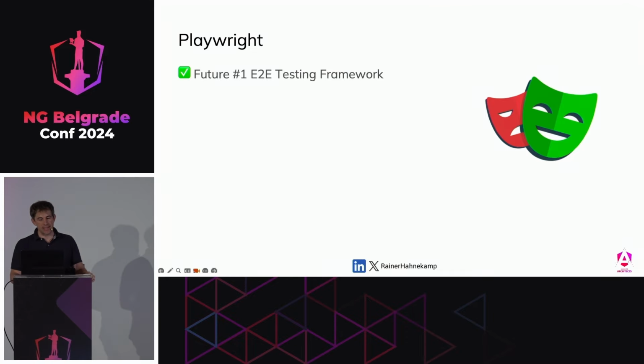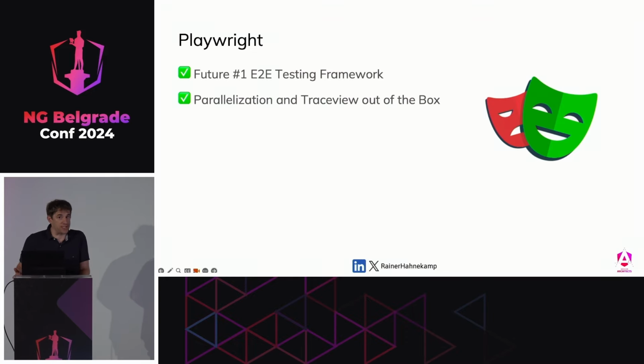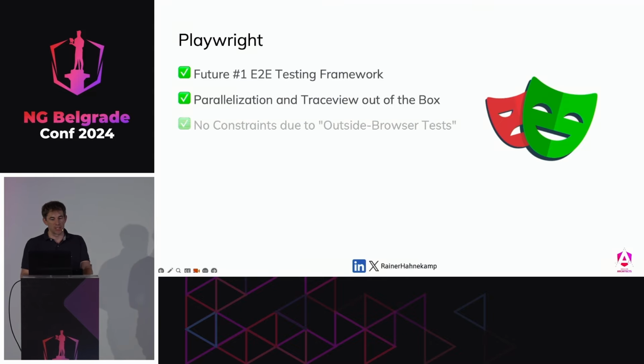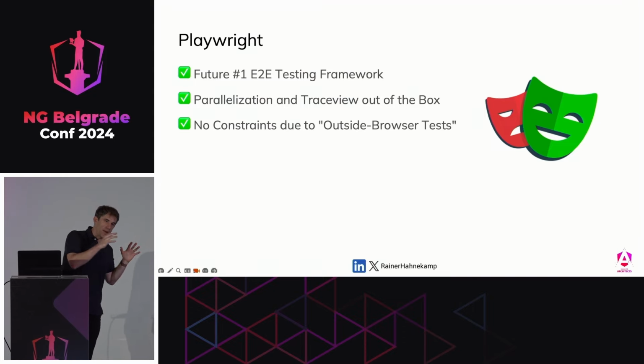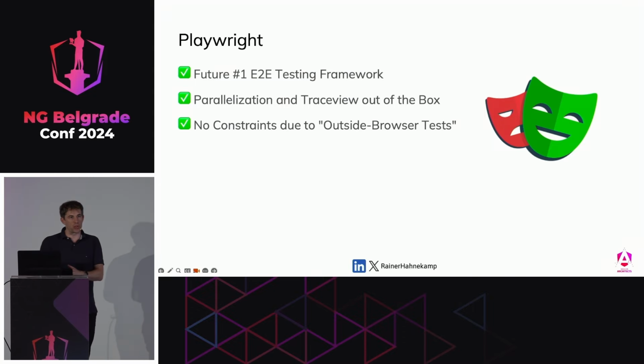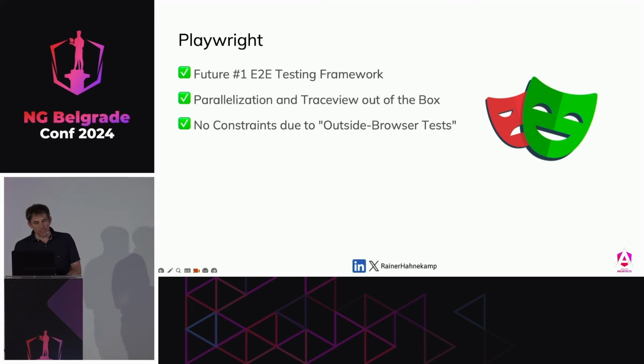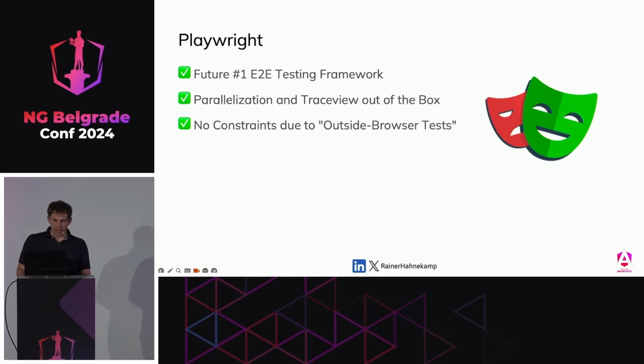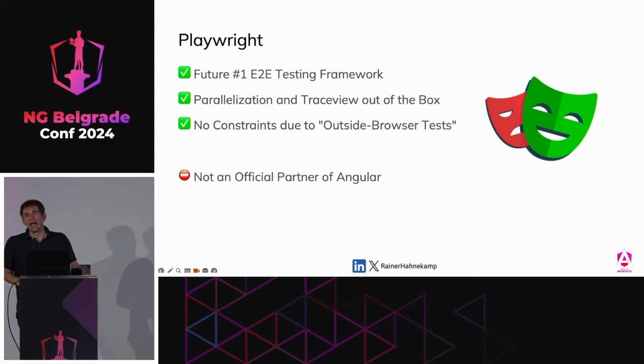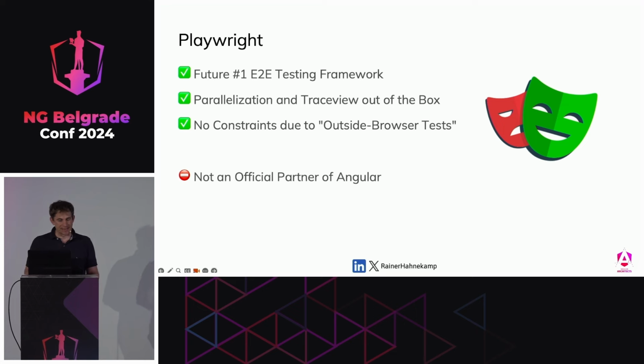the download statistics. We have parallelization, trace viewing out of the box, so features that you would get in Cypress only with Cypress Cloud. And we don't have any constraints because Playwright tests run outside of the browser. They have full control over the browser, so you don't have any limitations at all. So this is what Playwright really is good in. It's not an official partner of Angular. Don't know why. I think schematics are missing.